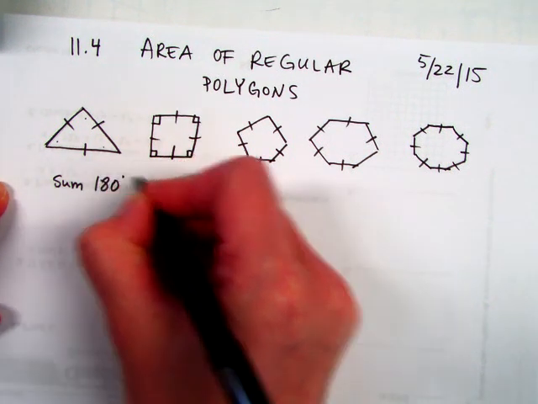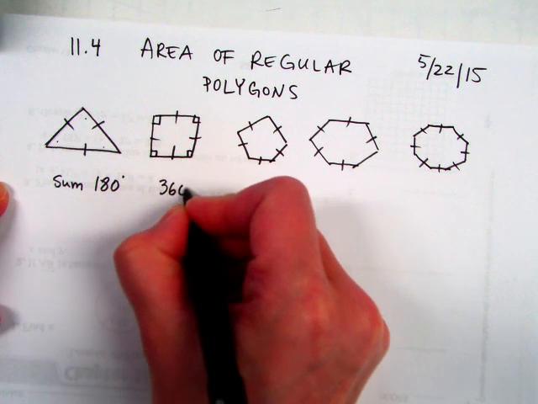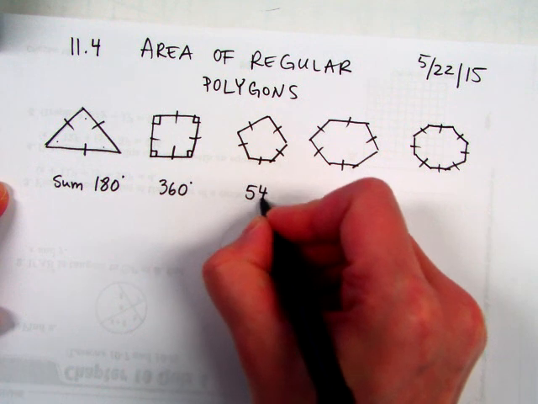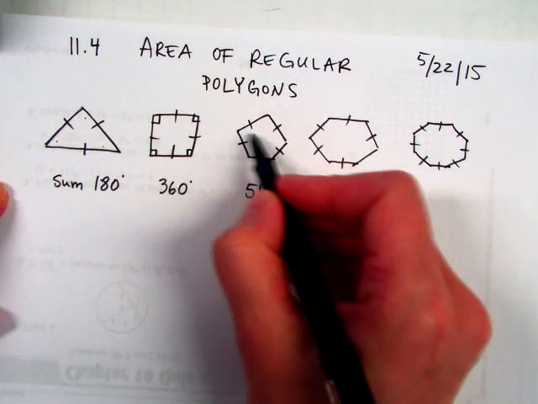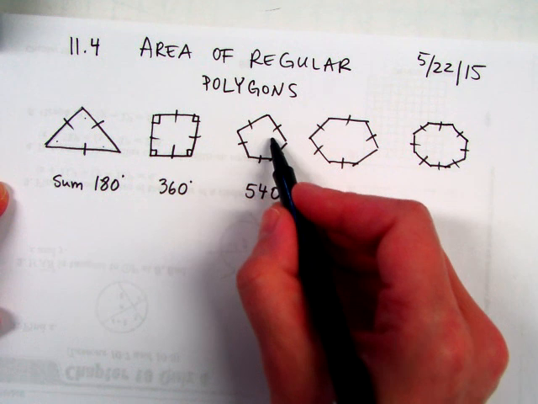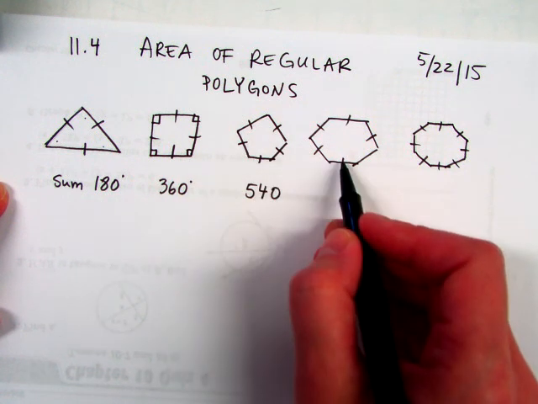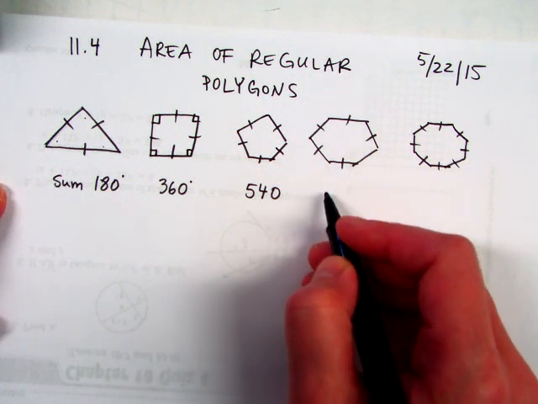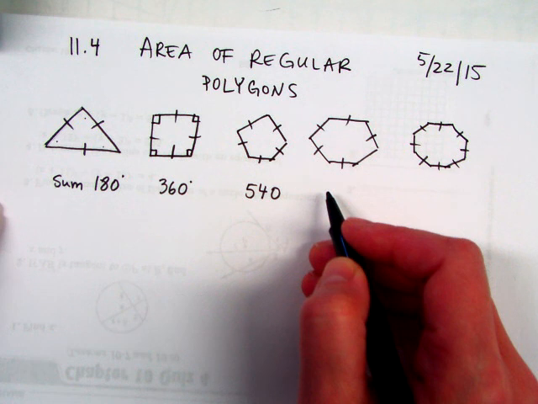How much is it for a square? How much is it for a pentagon? 540. And the way to do that is you can think of, how many triangles do I have? Here there's 2, and here there were those 3. At some point we used to do it that way. So for each one, you keep adding more. Or remember the formula, n minus 2 times 180? N is the number of sides.